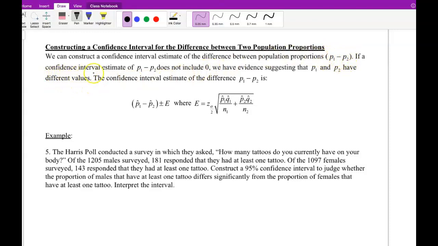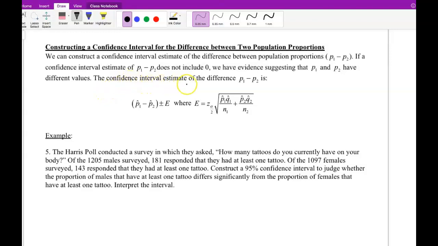If a confidence interval estimate of P1 minus P2 doesn't include 0, so if that was not equal to 0, we have evidence suggesting that P1 and P2 have different values. Remember, in the first part I said that P1 minus P2 was equal to 0. But here, if we didn't have 0 in the interval, we suggest that P1 and P2 have different values.